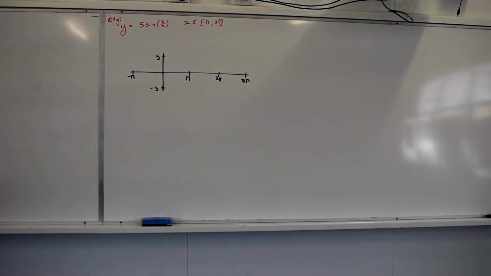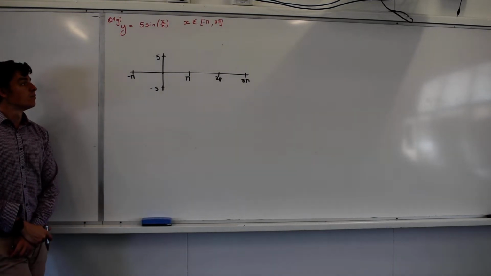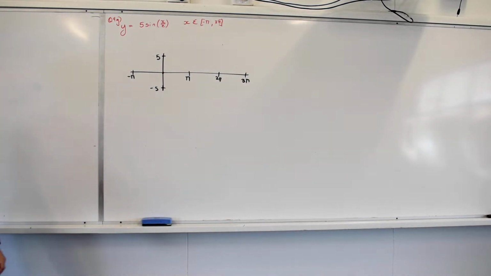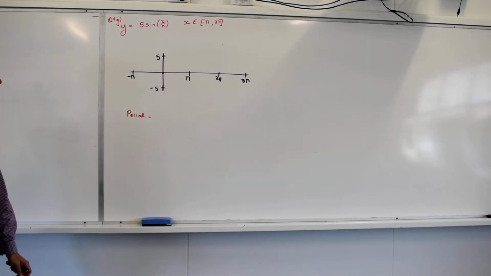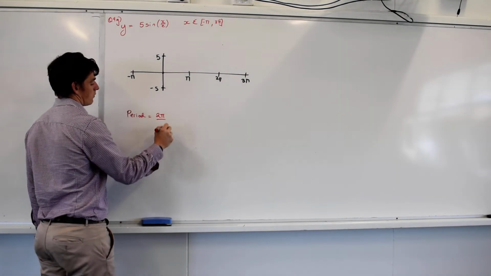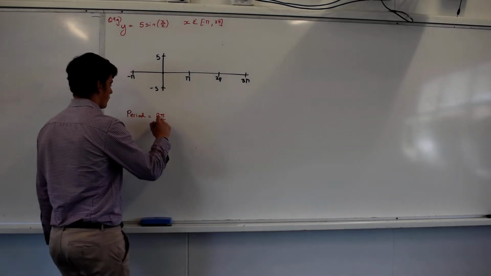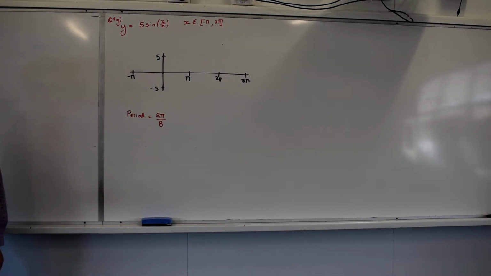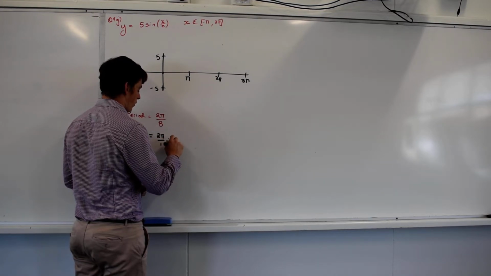Are there any other values that I know? Why don't I start shoving these in? Which one of these do you think would be the easiest to deal with? Well, let's deal with the period first. What's the period of the function? 2 pi on? Okay, slow. What's B? What is B? One half. It is a half. So this equals 2 pi on 1 divided by 1 on 2, which equals?